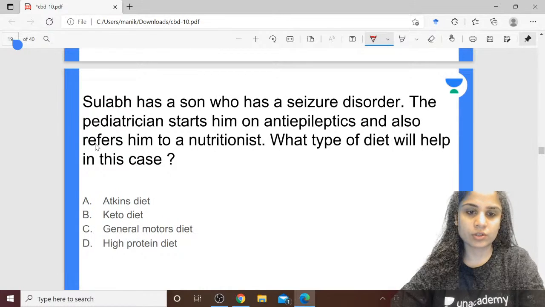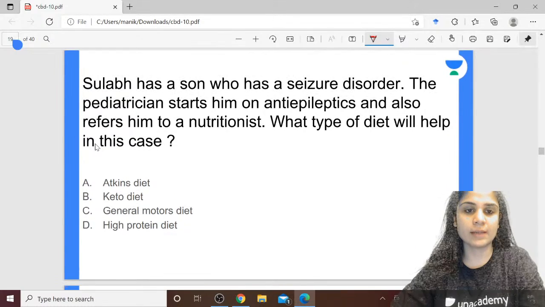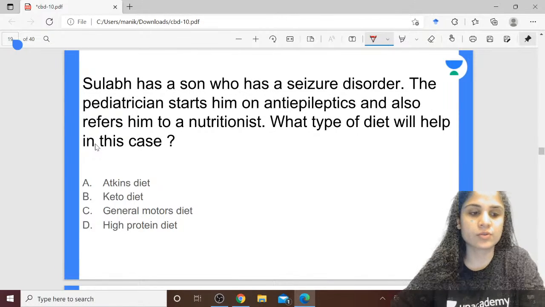Okay. Sulabh has a son who has a seizure disorder, the pediatrician starts him on anti-epileptics and also refers him to a nutritionist. What type of diet will help in this case? Atkins, keto, General Motors or high protein diet? Okay, so Yogesh is saying B, Nimesh is saying keto diet, Tarakanta is also saying the same.